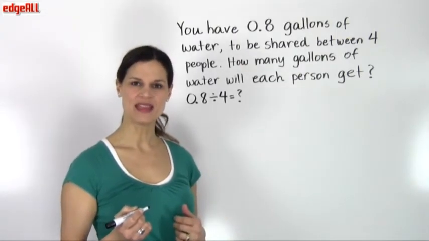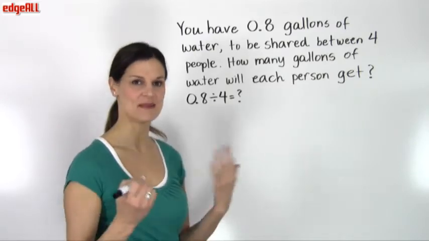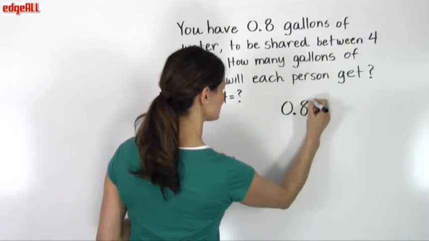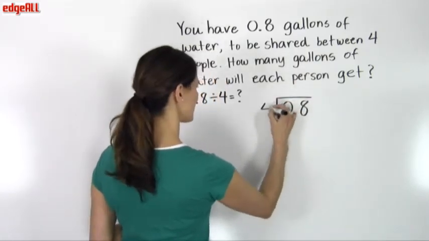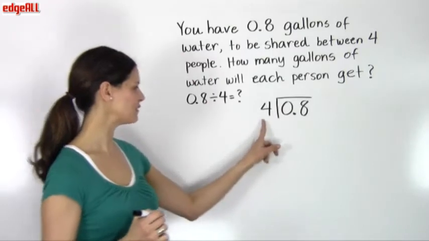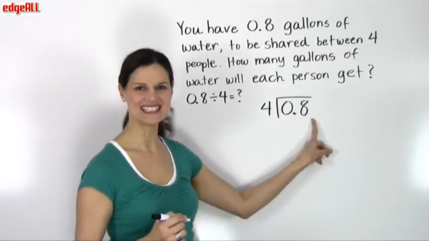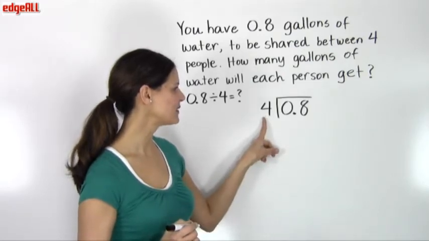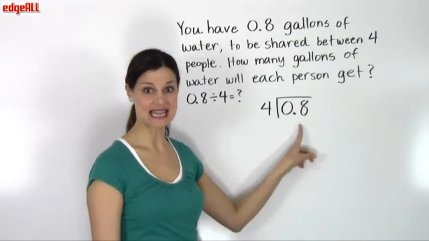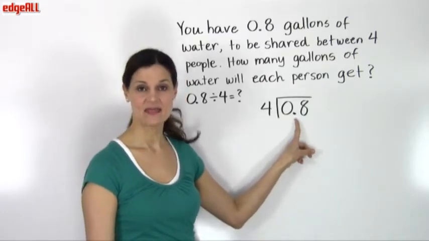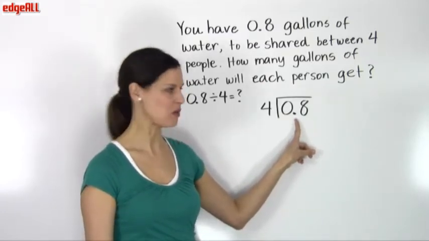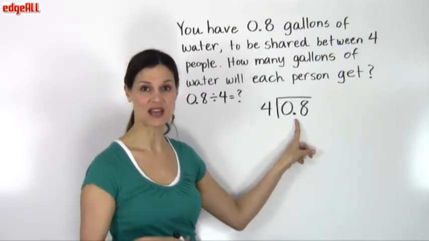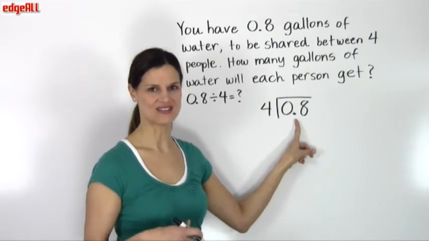Let's set this up in our regular long division method. And so my 0.8 is going to go underneath the box, and my 4 is going to go outside of the box. So I have my dividend of 0.8 and the divisor of 4. Now, since there is a decimal in the dividend, there will be a decimal in the quotient. This is the difference from what you have seen when you've done whole number long division.